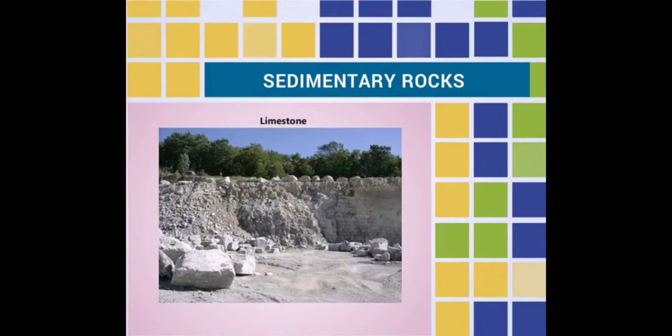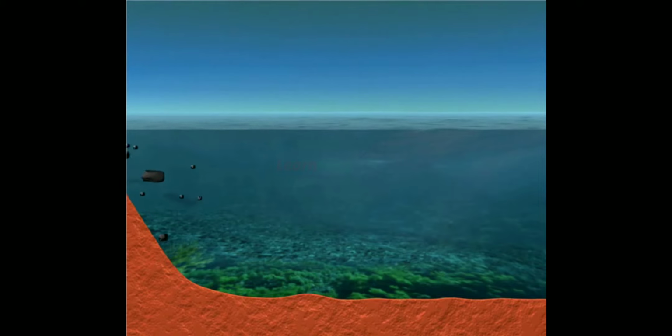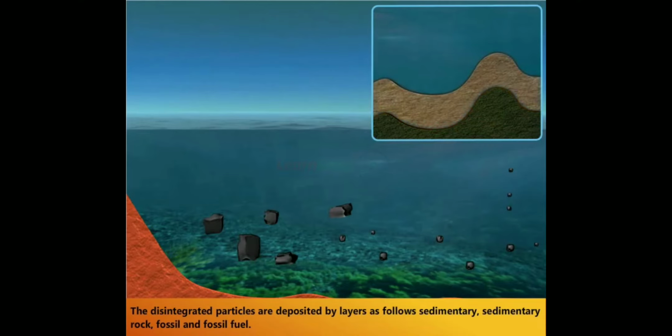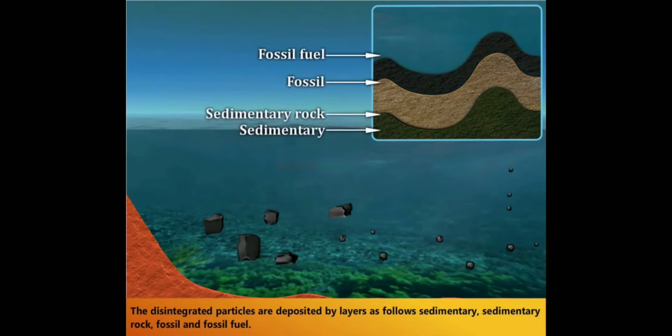Sedimentary rocks. In this video, we are going to see about sedimentary rocks. Igneous rocks get disintegrated by weathering actions like wind, rain, heat and snow, which are deposited as layers. The disintegrated particles are deposited in layers as follows: sediment, sedimentary rock, fossil and fossil fuel.